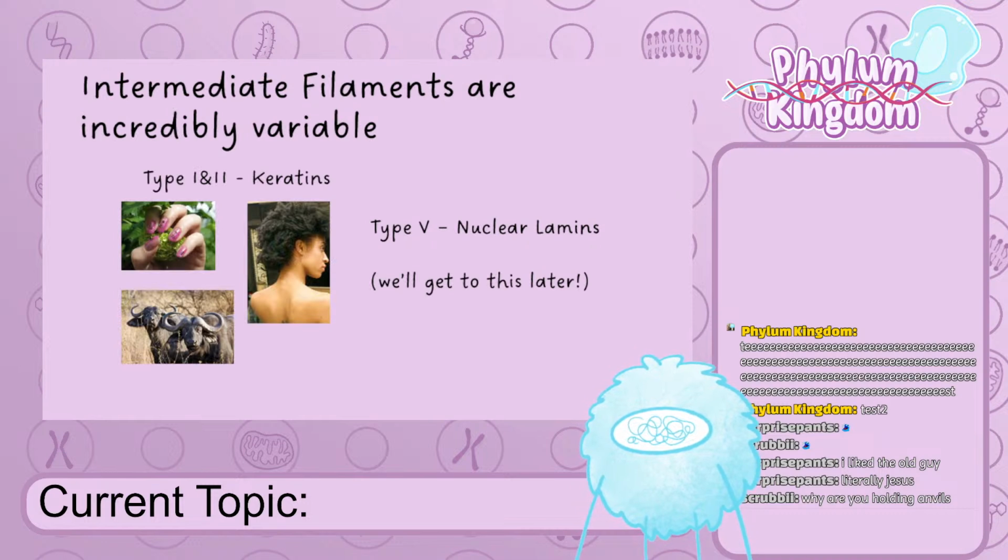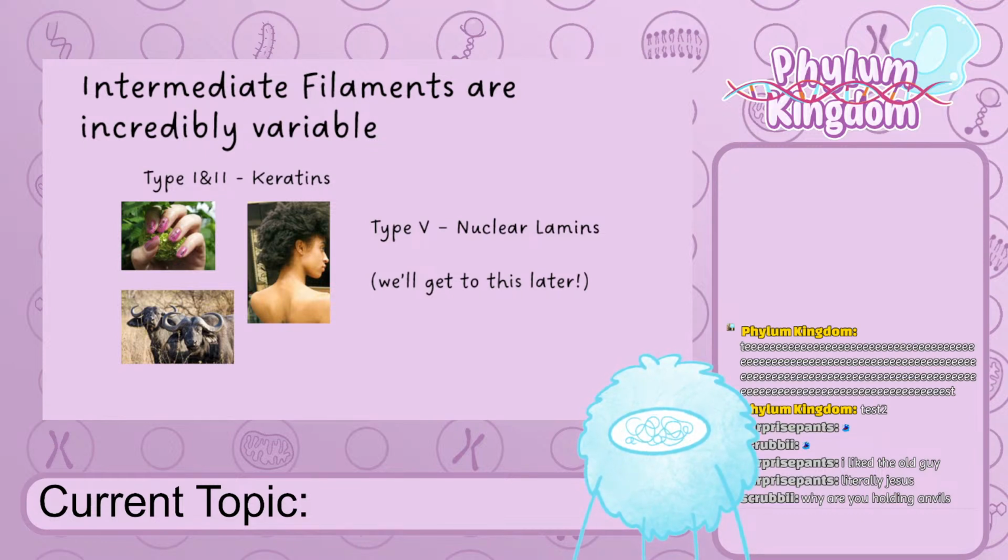Next up, we have intermediate filaments. So I decided to lump all of the cytoskeletal components together. Why am I holding anvils? I'm not entirely sure what you mean by that.